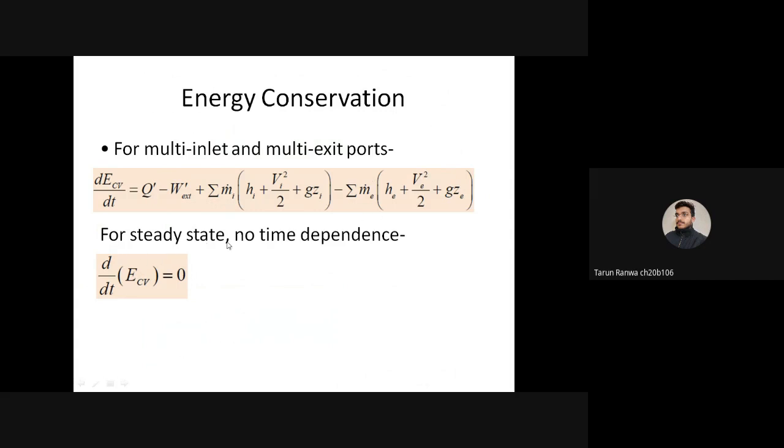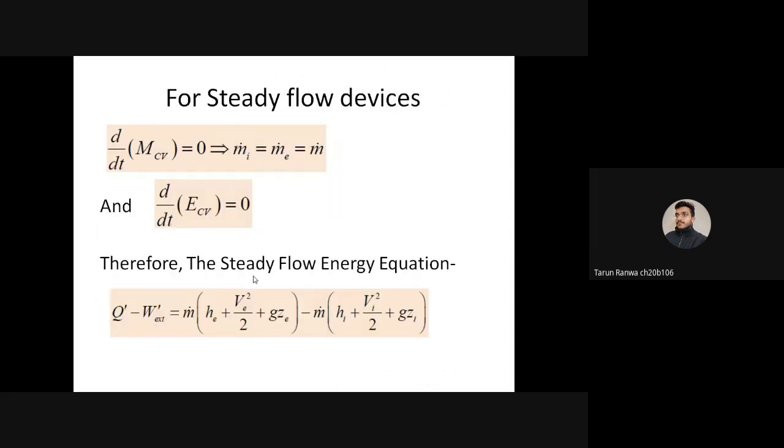Now for steady state, we know d/dt equals 0, and for steady state also dm_cv/dt equals 0. Therefore, at steady state the energy equation we can write like this: Q dot minus W dot external equals m dot into (h plus v_e square by 2 plus g z_e) minus m dot into the corresponding inlet term.